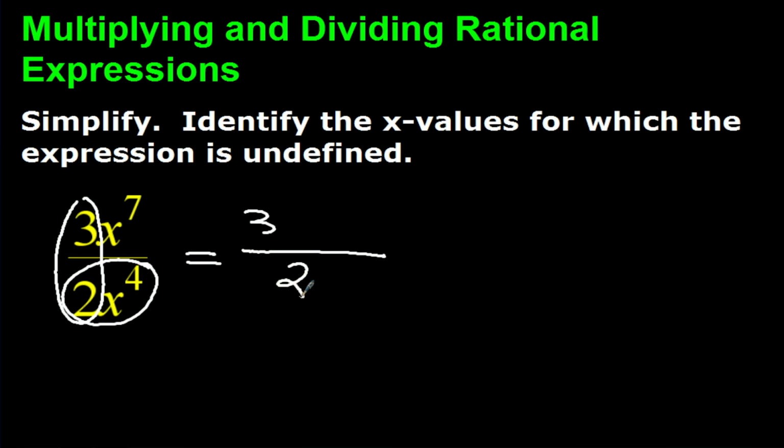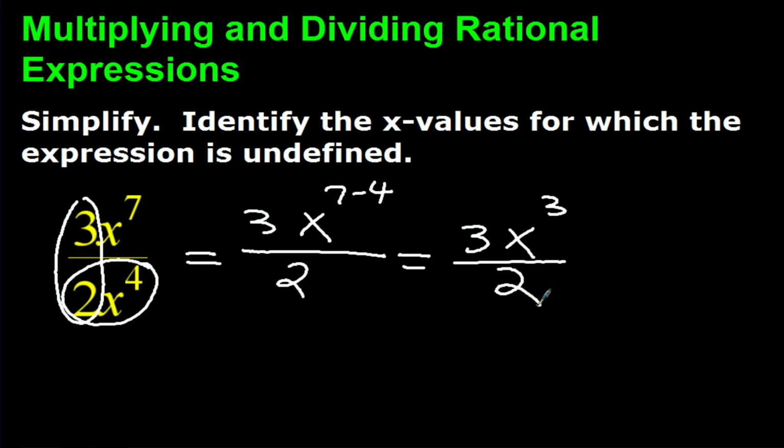Then we look at the bases of our variables. We have the same base, x to the 7th power and x to the 4th power. Remember, we're doing division, so we're dividing x to the 7th by x to the 4th. The exponent rule says we take the power on top and subtract the power of the exponent on the bottom. When we do that, we simplify, and that gives us 3x to the 7 minus 4, which is 3, divided by 2. So we've taken care of the simplifying process. That's as simplified as it can be.